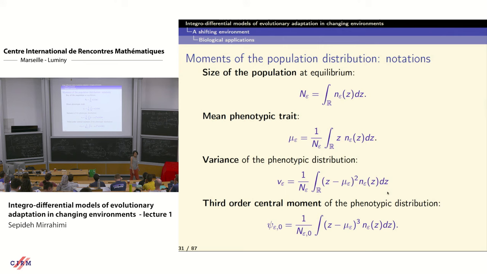So the quantities that we will have here: capital N epsilon was already there, so it's the total population size. We also define mu epsilon to be the mean phenotypic trait, which is defined as the mean of a distribution in a natural way. Also the variance of the phenotypic distribution and the third central moment of the phenotypic distribution. So these are the type of quantities that we try to estimate for biologists.